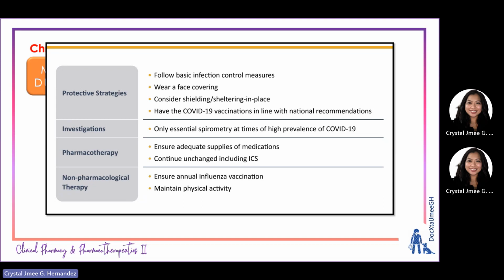For the investigation, only essential spirometry at times of high prevalence of COVID-19. Pharmacotherapy: ensure adequate supplies of medication for the maintenance treatment of the patient and continue unchanged, including the ICS. For non-pharmacological, annual influenza vaccination and maintain physical activity.